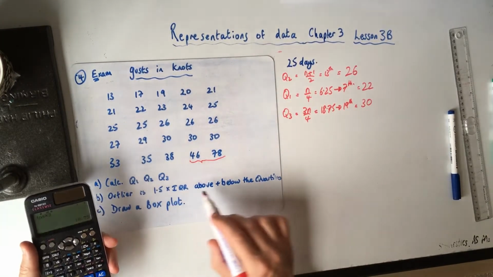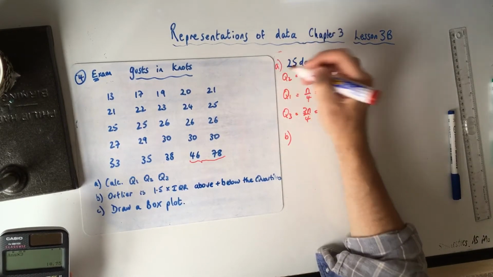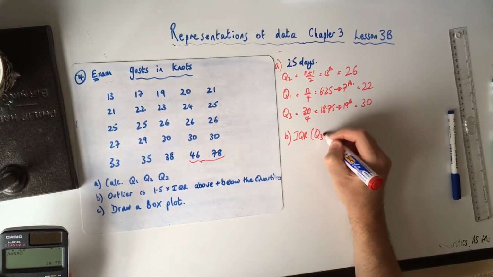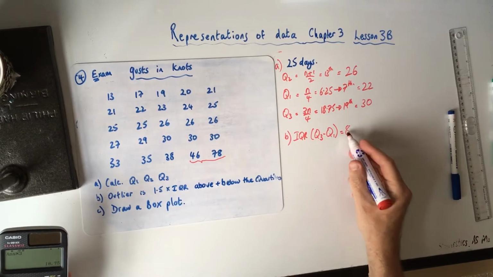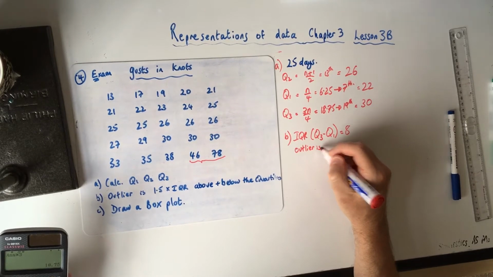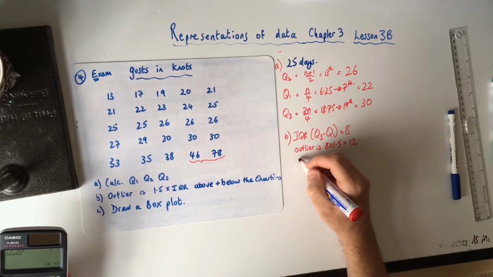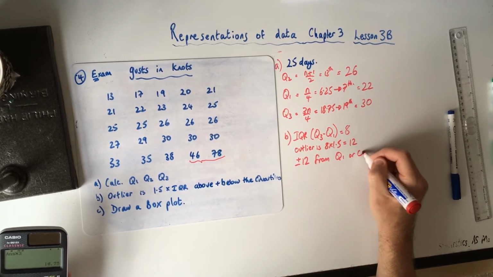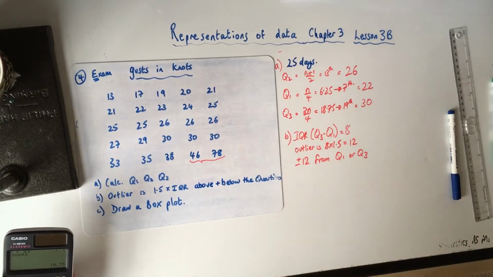It says that an outlier is 1.5 times the interquartile range. So this is part B. So part A we've done. Part B, IQR. Sometimes you see it written like this, Q3 minus Q1, because that's how you find it, is 8, times by 1.5. So an outlier is 8 times 1.5, which is 12, so plus or minus 12 from Q1 or Q3. It's not strictly true, is it? It's above Q3 plus 12 and below Q1 minus 12.